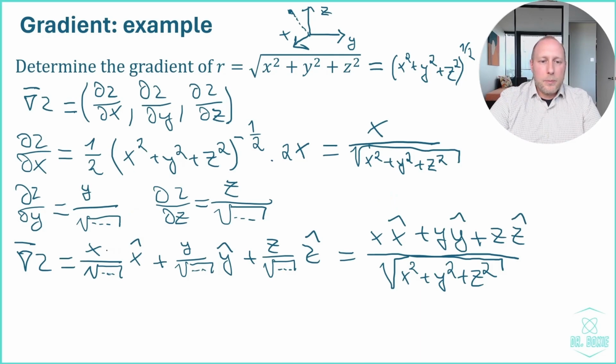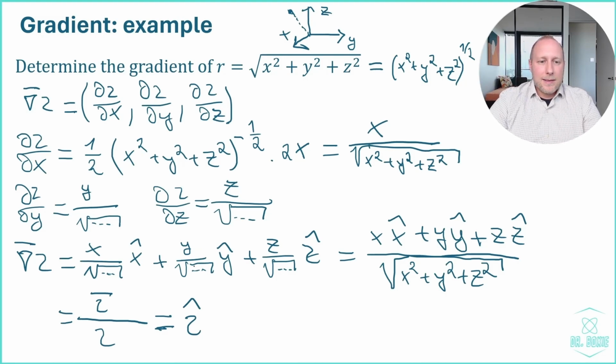Now at the end of the previous lesson, we saw that this vector, the one we have in the numerator, is the vector r itself, representing a vector that goes from the origin to the point in question, and the denominator is the magnitude of that vector. So we have the vector r divided by its magnitude, and if we divide a vector by the magnitude of that same vector, we get a unit vector in that direction. So what we get is the unit vector r hat.